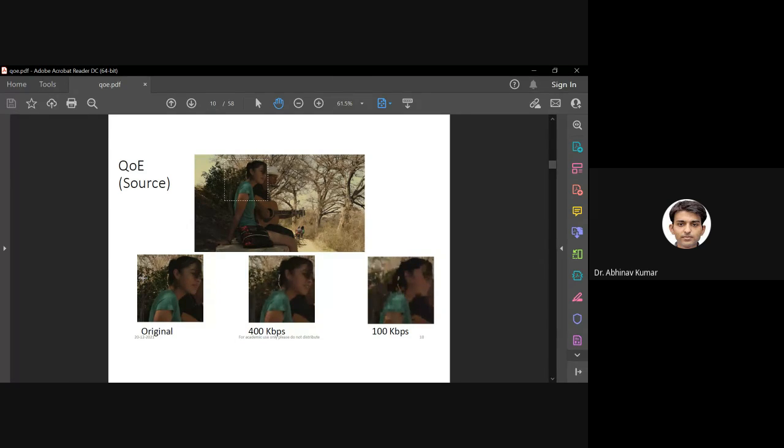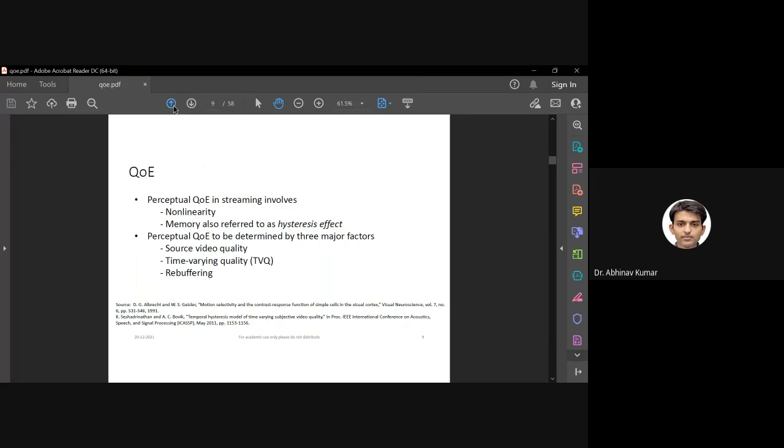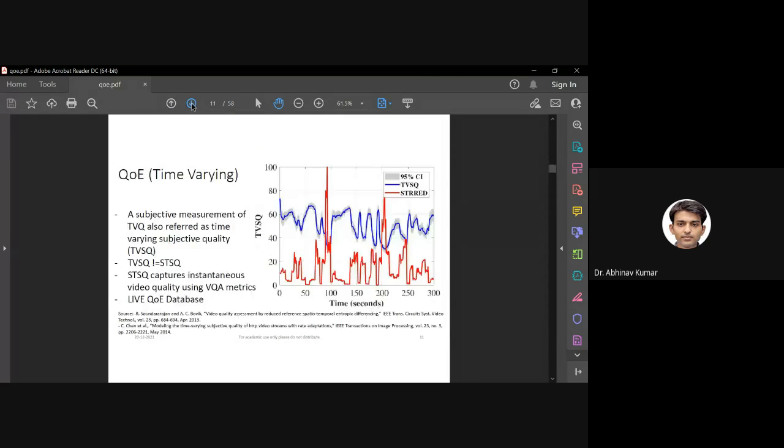But of course, I'm not going to play the videos here. Anyway, I don't have the source videos available at this point of time. But just to highlight, I'm just projecting the image to differentiate based on different rate encoded. So for example, for 400 kbps, there is a degradation in performance, and then for 100 kbps, there is a significant degradation in performance or the quality of experience, right? So it definitely is a function of the source video quality.